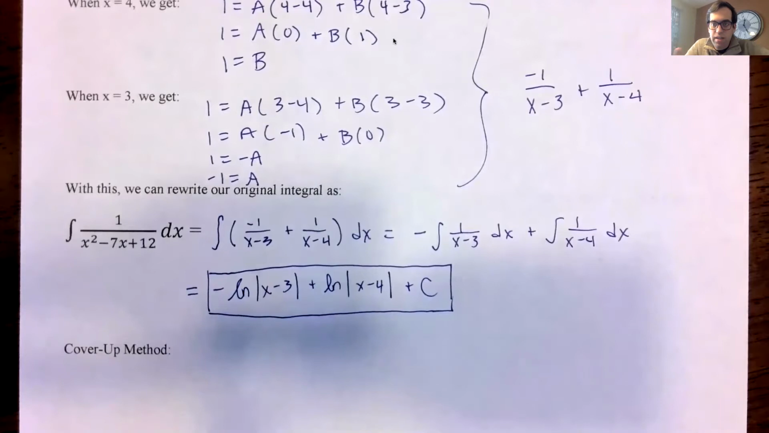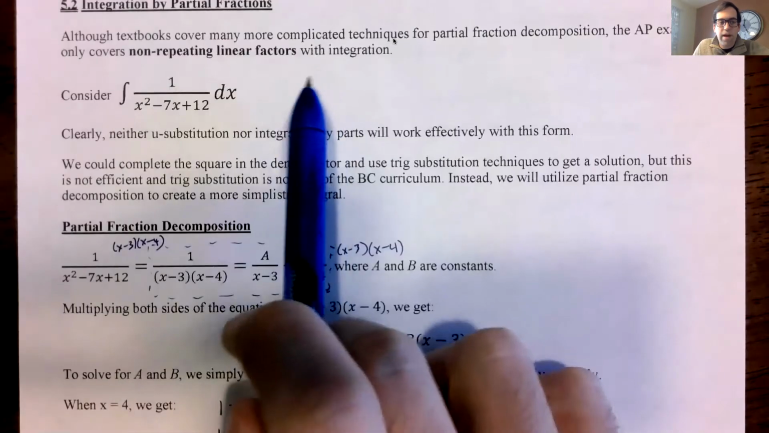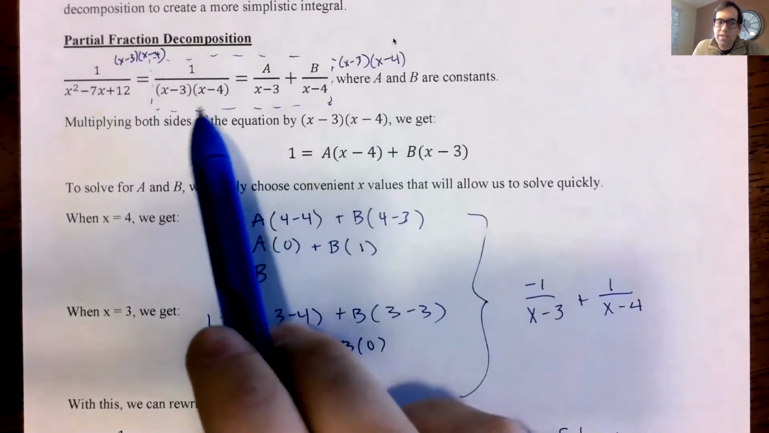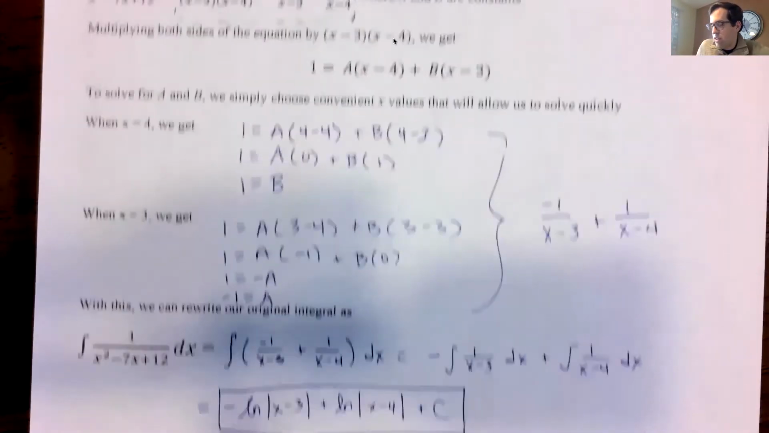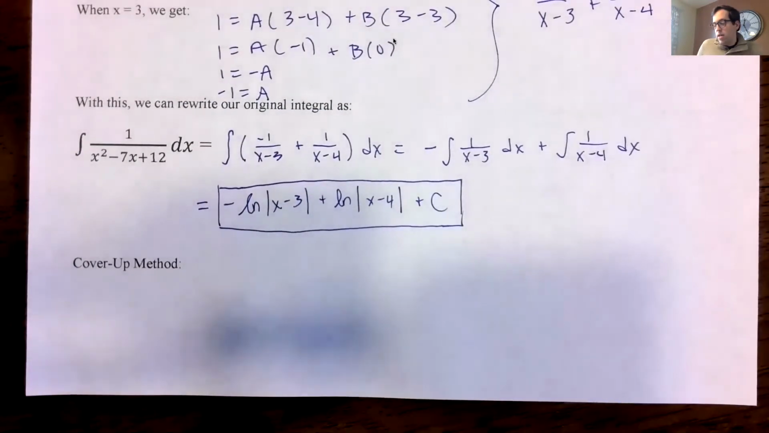But for Calc BC and integrals, we only need non-repeating linear factors, meaning the x minus 3 and the x minus 4 each only show up once, and they're both linear. They're both only x's, no x squareds, no x cubes. So that's what we're going to be talking about and working with here. There is, however, an easier way to determine the A and the B values.